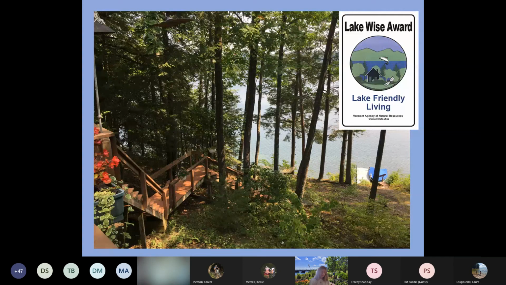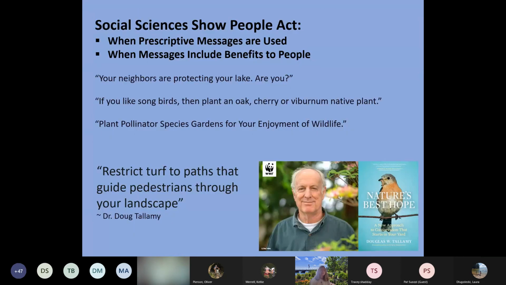So social science is essential to understanding how shorelands owners make decisions on their property, including more natural shoreline vegetation, which we know plays a key role in keeping lakes and shoreline habitats healthy. Social sciences show how and why people act. And we know that people are influenced most by what they see and hear from their neighbors.